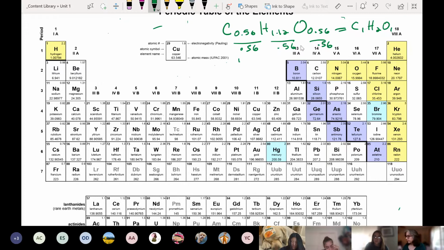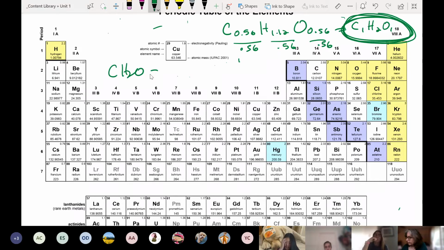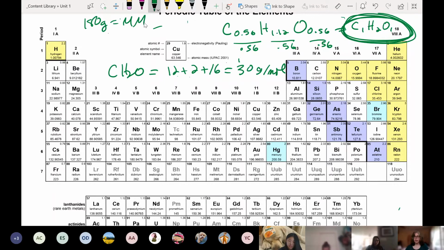Well, let's just say I gave you an empirical formula and I tell you the mass of the whole molecule. Well, all we need to know is how many of these do we need to get to the complete mass that we're supposed to have. So I would look at this problem and say, CH2O has a mass of 12 plus 2 plus 16. So that's 30 grams per mole. Well, if I tell you that the whole thing has a mass of 180 grams, the molar mass is 180 grams, and I gave you this formula, and I said, what's the molecular formula?